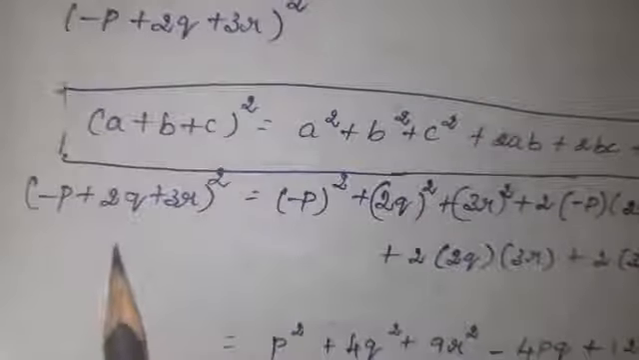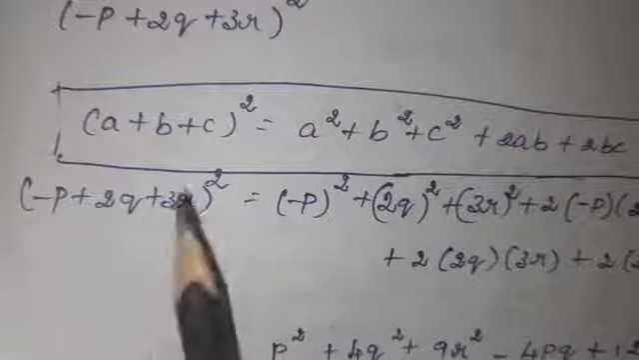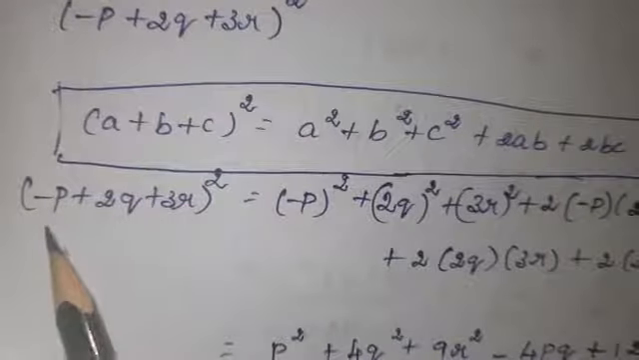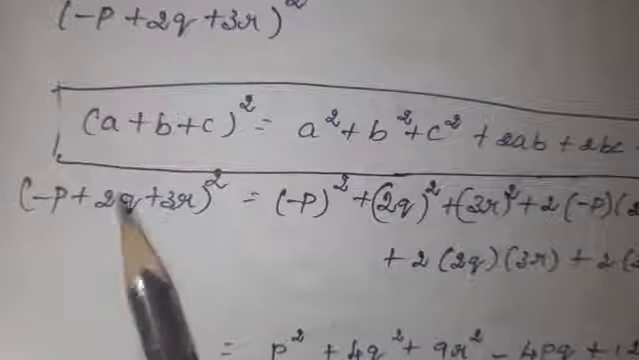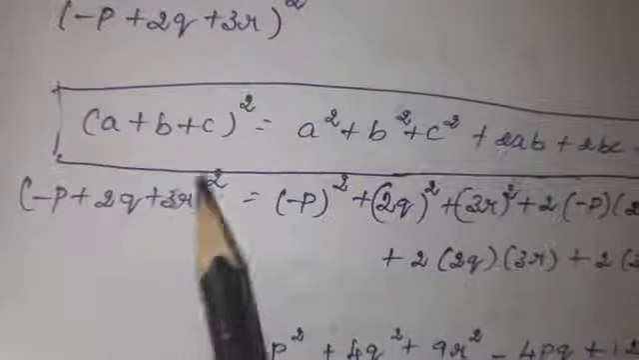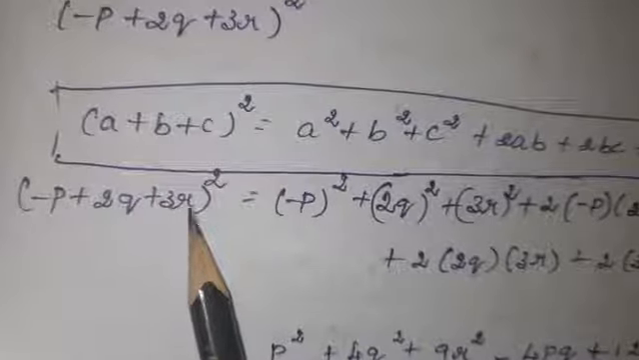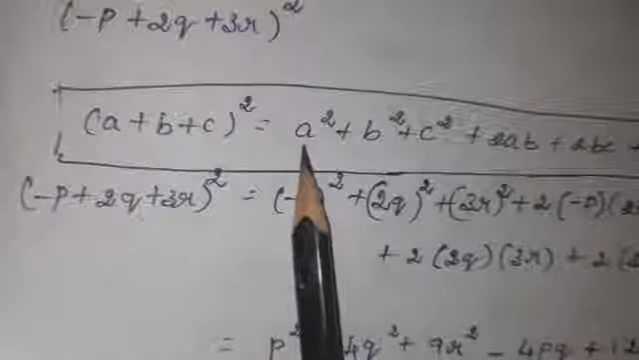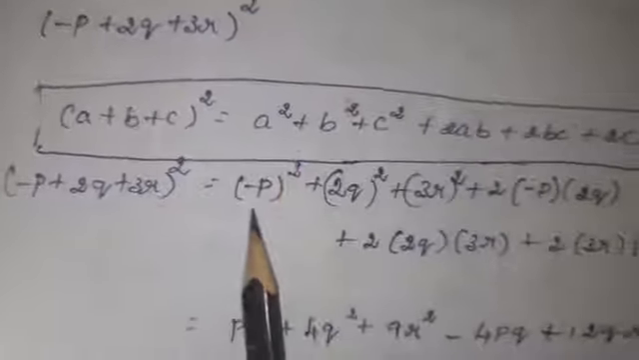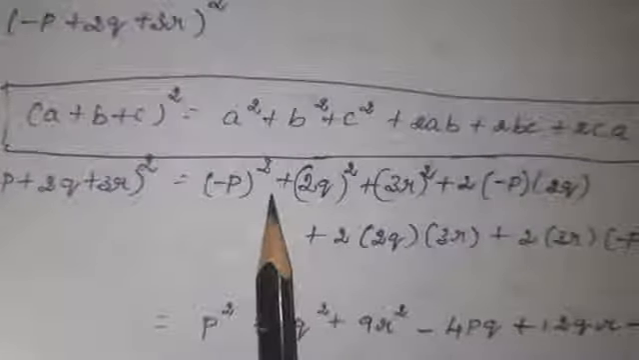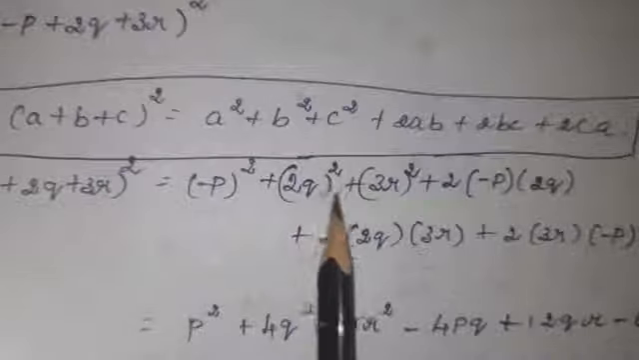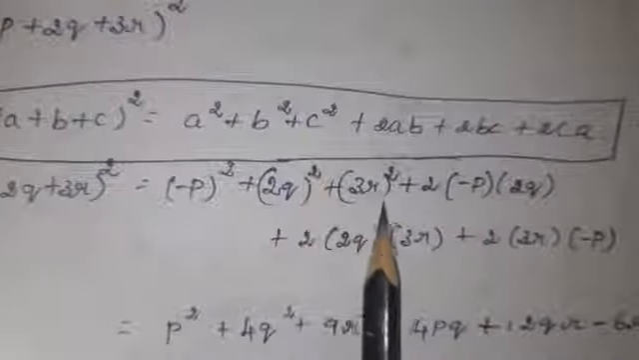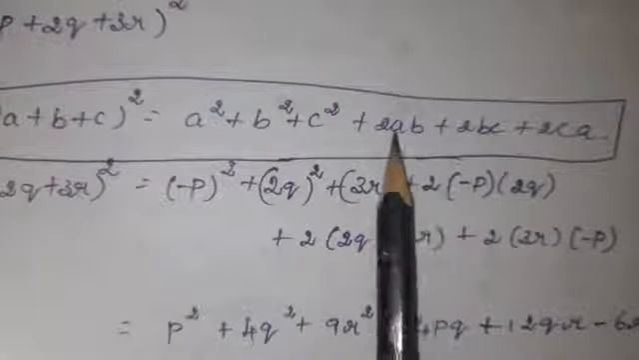Here the question is written. Compare that question and that formula. In a's place you have −p. That means a value is −p, b value is 2q, and c value is 3r. Substitute in our formula. So a square: instead of a, you should write (−p) the whole square, plus in b's place (2q) the whole square, plus in c's place (3r) the whole square, plus 2 into ab.